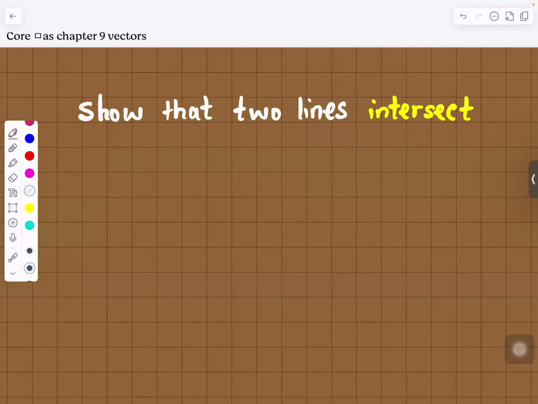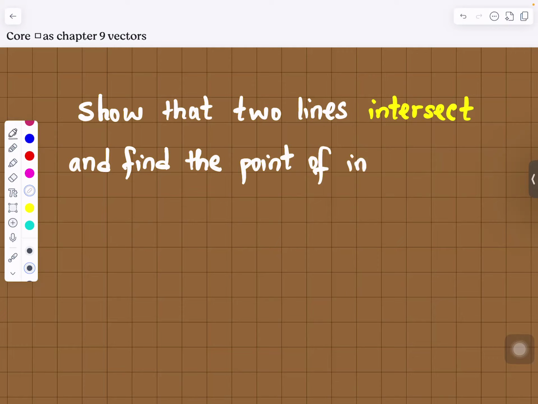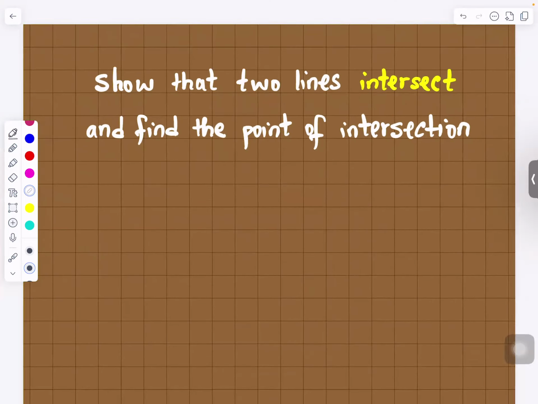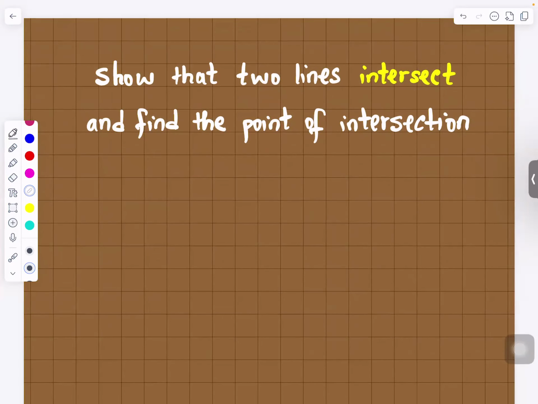Show that two lines intersect and find the point of intersection. That is the learning objective of what we're learning today.